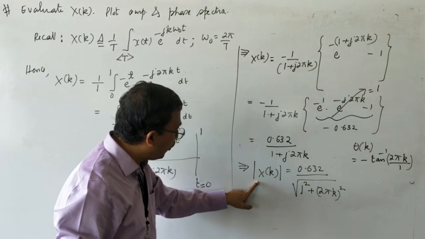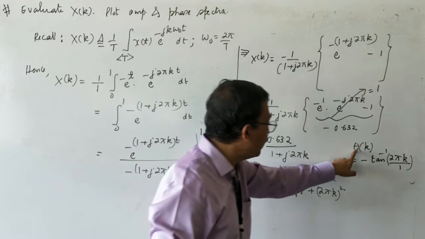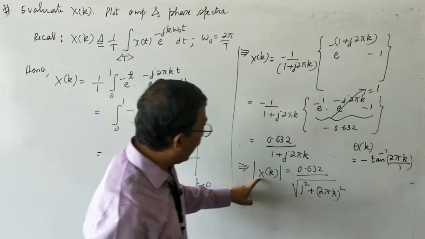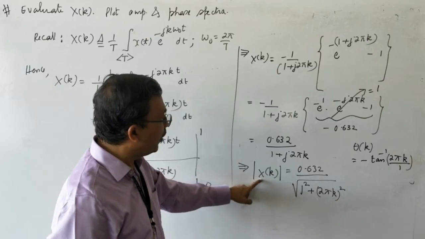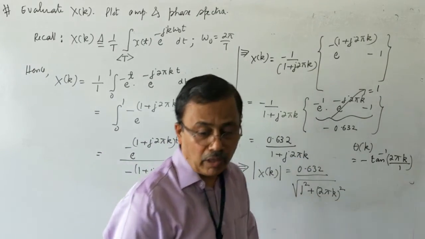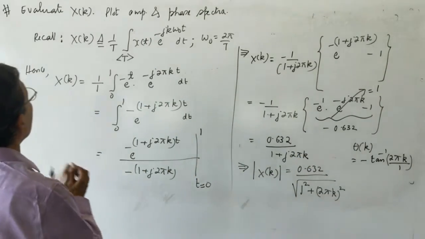Using this we plot the amplitude spectrum. Using this we plot the phase spectrum. Amplitude spectrum must exhibit even symmetry. Phase spectrum must exhibit odd symmetry. I'll create a table now.